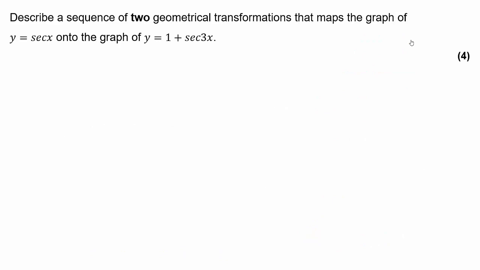What about graph transformations? Can we describe a sequence of 2 geometrical transformations that maps the graph of y equals sec x onto the other one? Now, you may be able to do this without even involving those identities and rewriting it. Okay, so I've chosen to rewrite it. So sec x is 1 over cos x. 1 plus sec 3x is 1 over cos 3x plus 1. I have moved the plus 1 to the end just so it's clearer for me to understand what's going on.